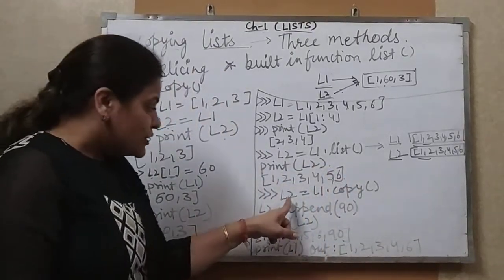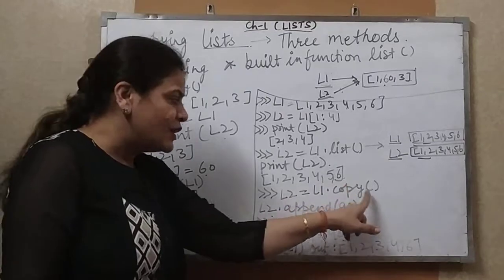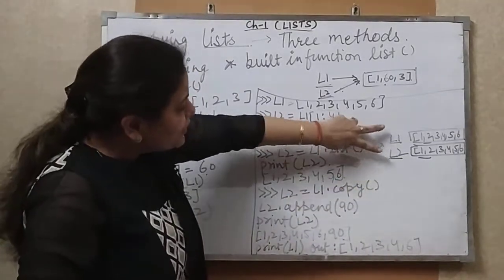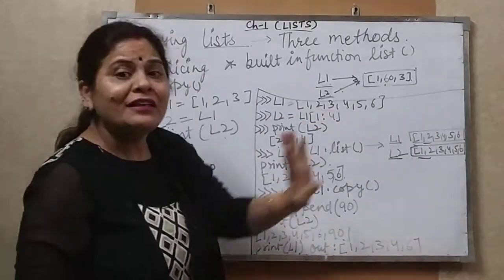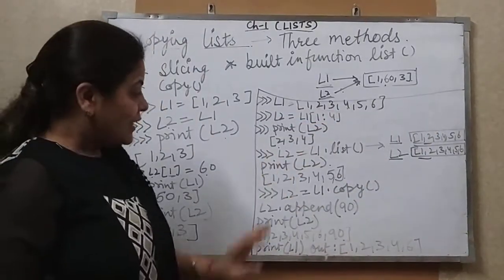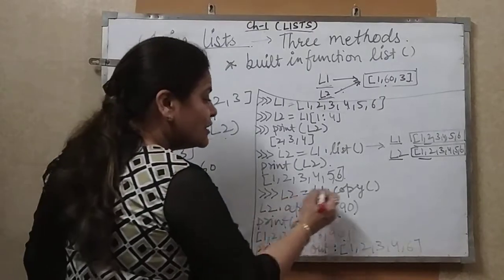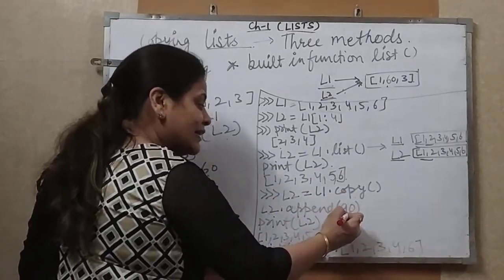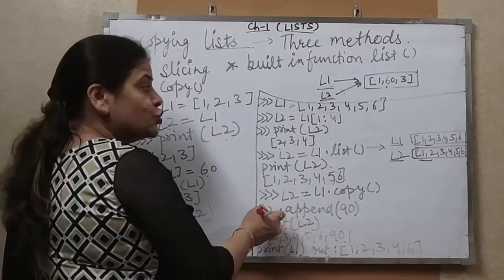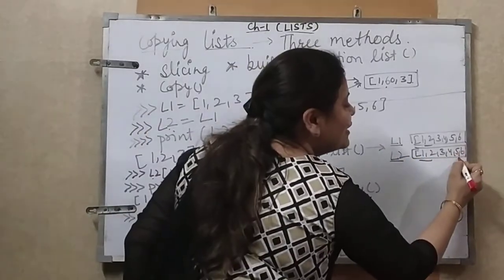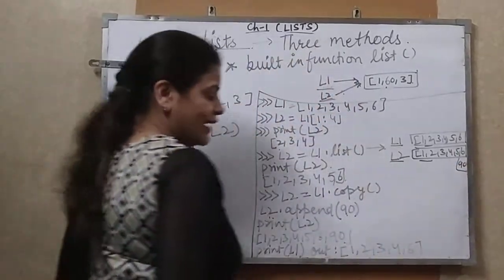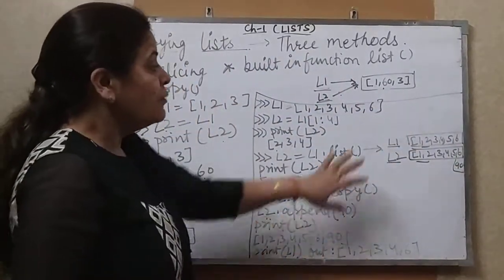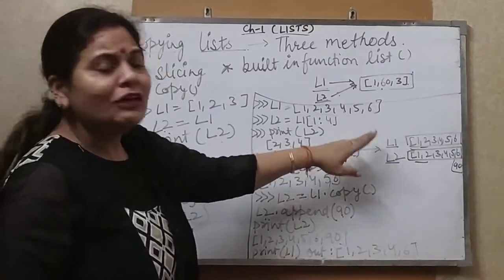Now, if I use L2 is equal to L1 dot copy function, what is going to happen? As we know, both of them are indicating different ID numbers in the memory. So if I use the copy command here, and if I add 90 as an element in list 2, then the new element will be added at the end of list 2. But list 1 will remain as it is. Why does it happen? Because both the lists have different IDs.